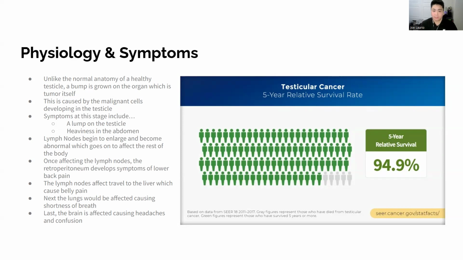And then once it travels up to the liver, it can cause belly pain. Then going up to the lungs, it could cause shortness of breath. And then becoming really fatal when it affects the brain, it causes headaches and confusion. But since testicular cancer is pretty easy to catch, there's still a good relative 94.9% survival rate.